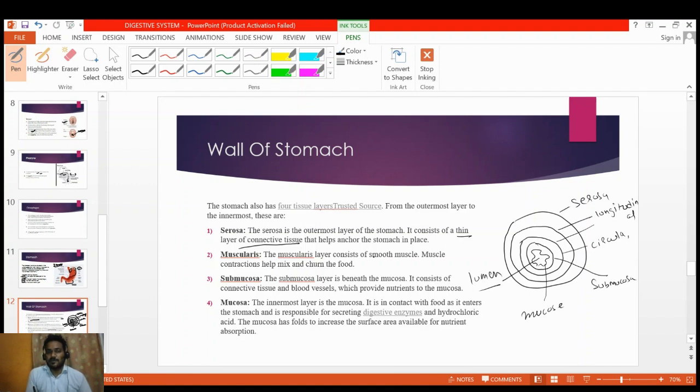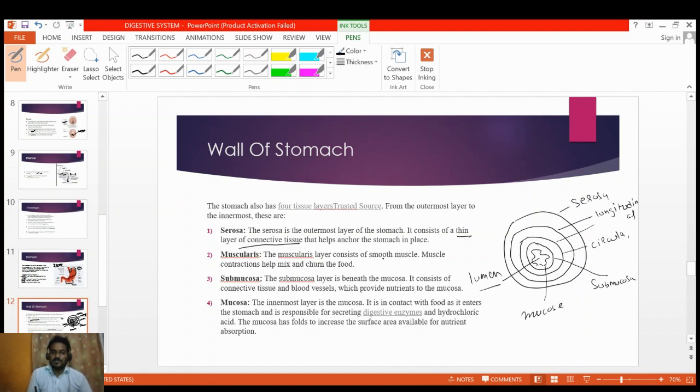Next to this we have the submucosa, just beneath the mucosa. It consists of blood supply, which is responsible for providing nutrition to the mucosal region. Mucosa is the innermost layer. It's very important because it protects the stomach from hydrochloric acid. As it is coated in the inner region of the stomach, it will not allow that hydrochloric acid to affect the wall of the stomach.